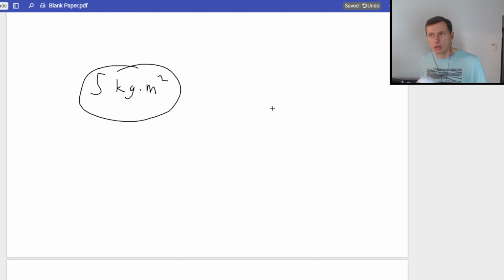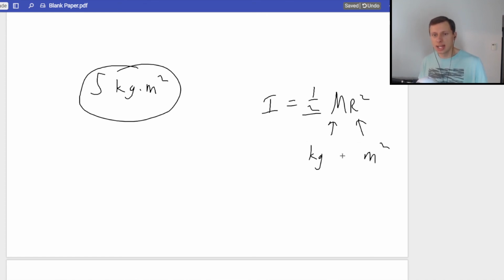And that is, remember, I is equal to something times mr squared. Since this is just a coefficient, it could be 1/2, whatever. 1/2 doesn't have units. But mass has units of kilograms, radius has units of meters, and we're squaring it. That's how I always remember the units for moment of inertia. I just think of mr squared, and the mr squared tells me what the units are. Again, I don't think you're going to have to know the units on the test, but if you do, it's not too bad to memorize.